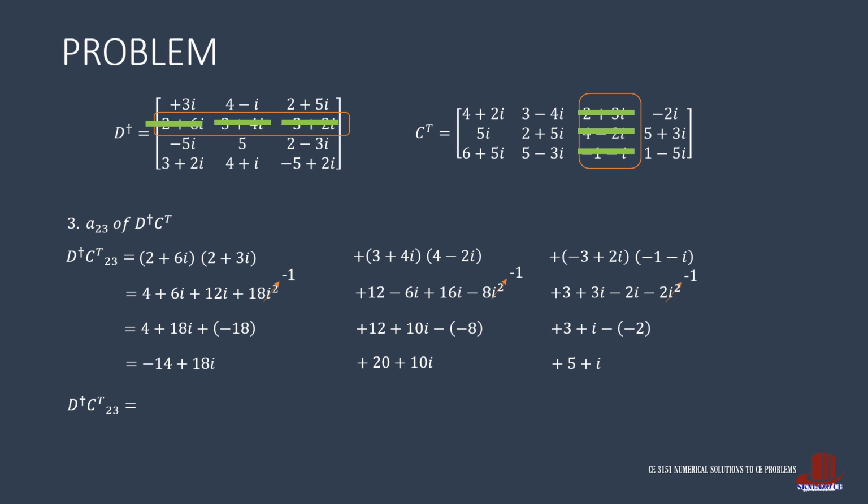So element 2, 3 of D dagger times C transpose is negative 14 plus 18i, with 20 plus 10i plus 5 plus i, which is then simplified as 11 plus 29i.